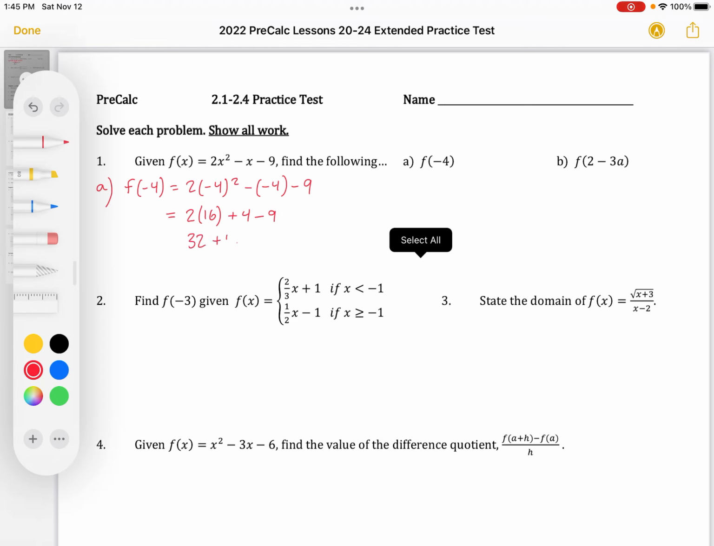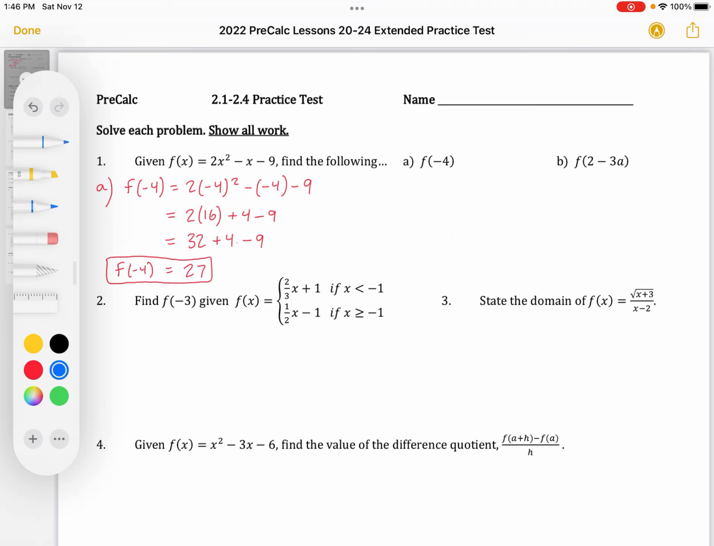So we end up with 32 plus 4, which is 36. And if we subtract the 9 at the end, 36 minus 9 gives us 27. So that means f of -4 is equal to 27.